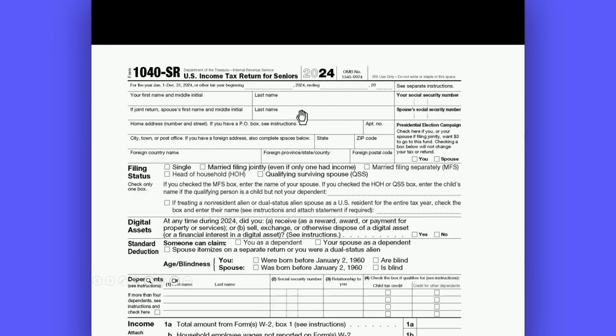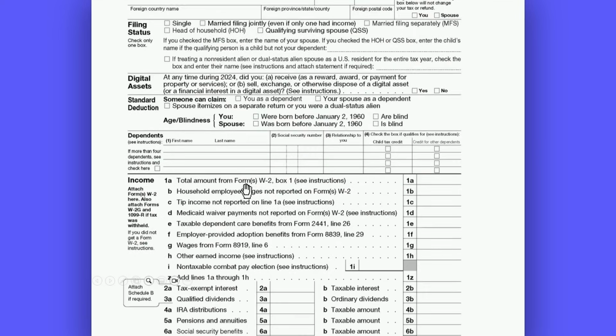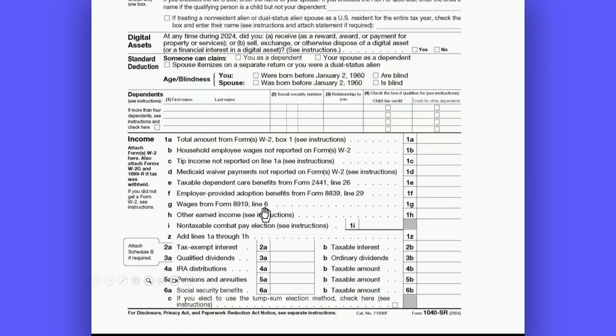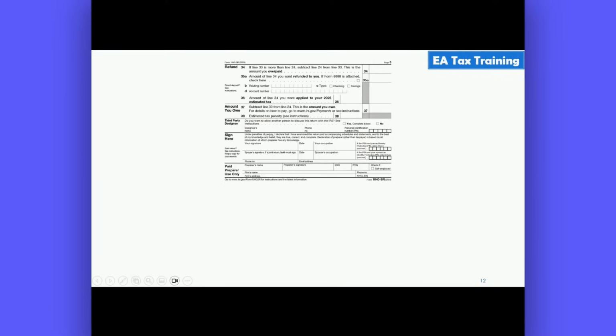So you can see it starts, it's all the same information. Nothing here is any different than it is on the regular 1040. All the amounts are going to be the same. The standard deductions are going to be the same no matter which form you use. The tax that you owe is going to be the same. So none of the actual numbers change. It's just that the font is larger. So instead of doing everything on 2 pages, it takes 3 pages in order to get through it all.